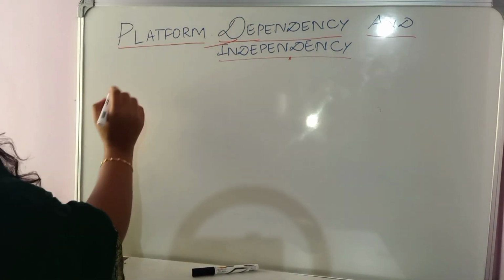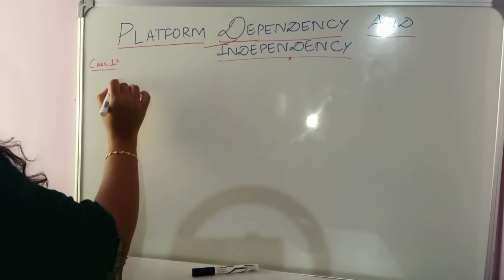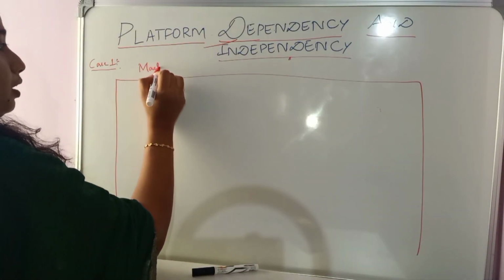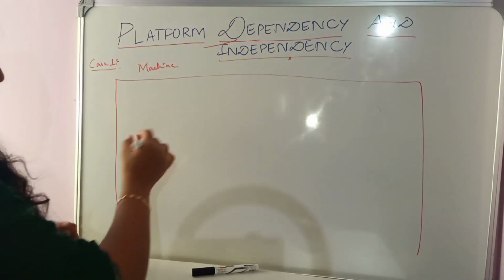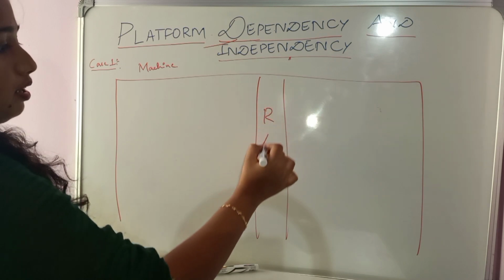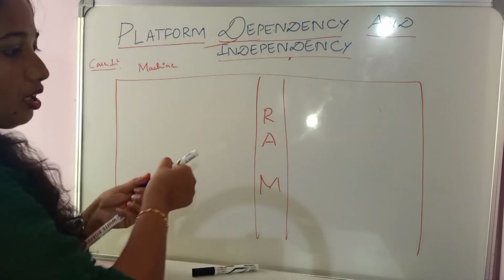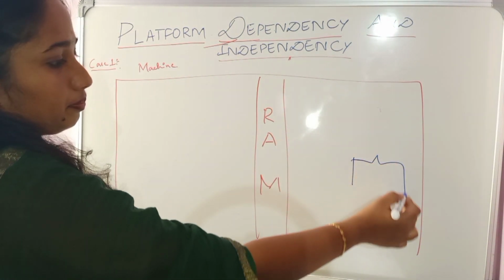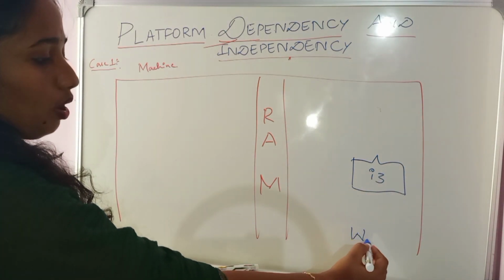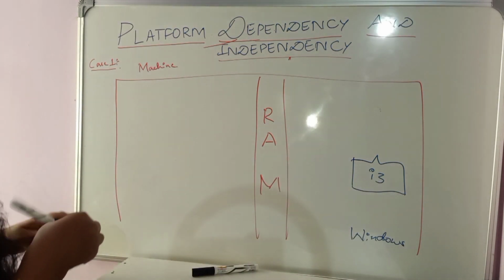Here we have one machine. We will see two cases. This is case 1. Here we have one machine or a computer in which we have a hard disk. Let us take this as a RAM and this as a processor. Let us take an i3 processor and the operating system is Windows. So this is one computer.